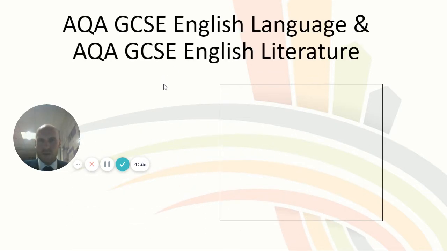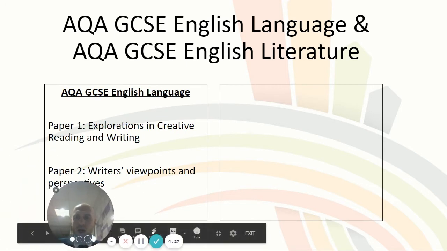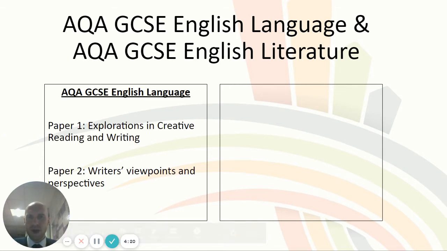So in English, we obviously study two qualifications. That's English language and English literature. Now, in English language, we actually look at paper one and paper two. Initially, students would have completed an assessment in explorations in creative reading and writing, and a paper two looking at writers' viewpoints and perspectives.